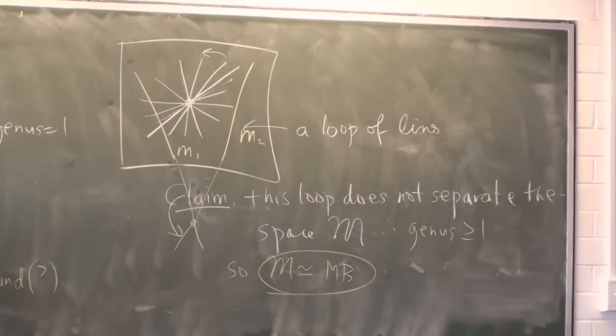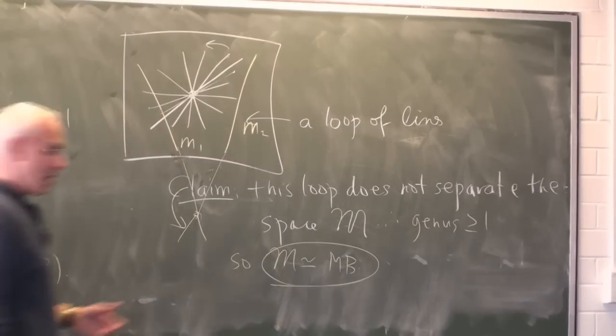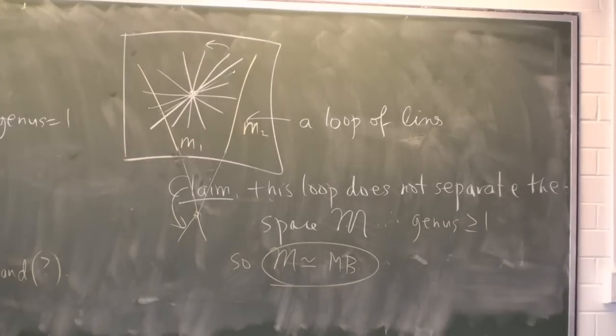Rough argument. So an object that you've been looking at for years in linear algebra, just the set of all lines in the plane, topologically is an open Mobius band. In particular, it's non-orientable.